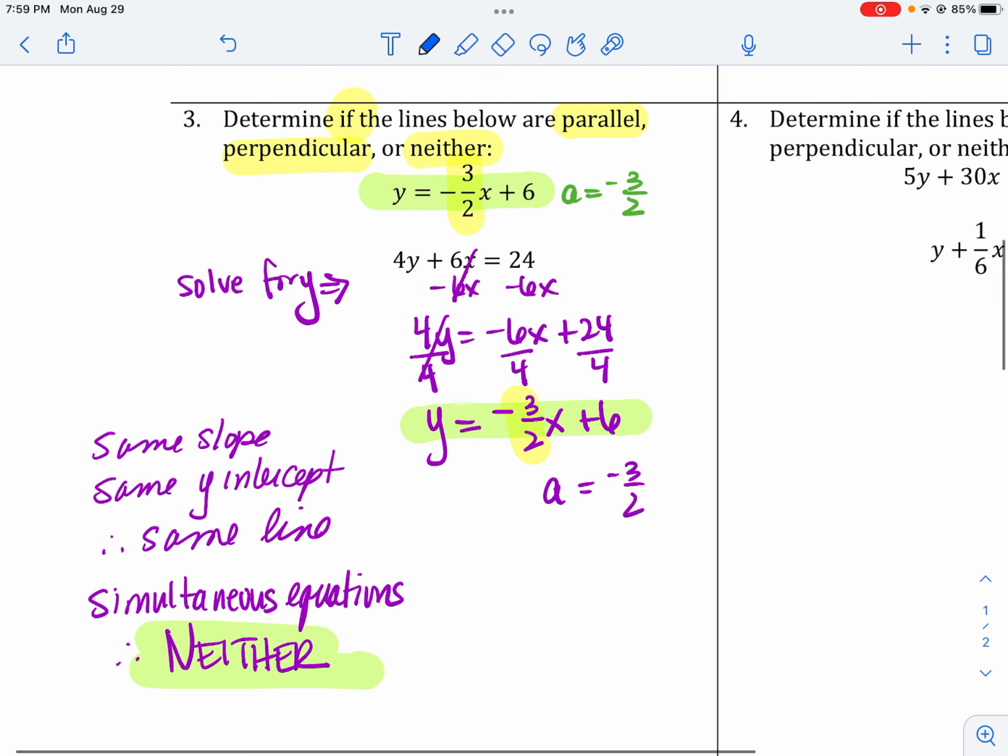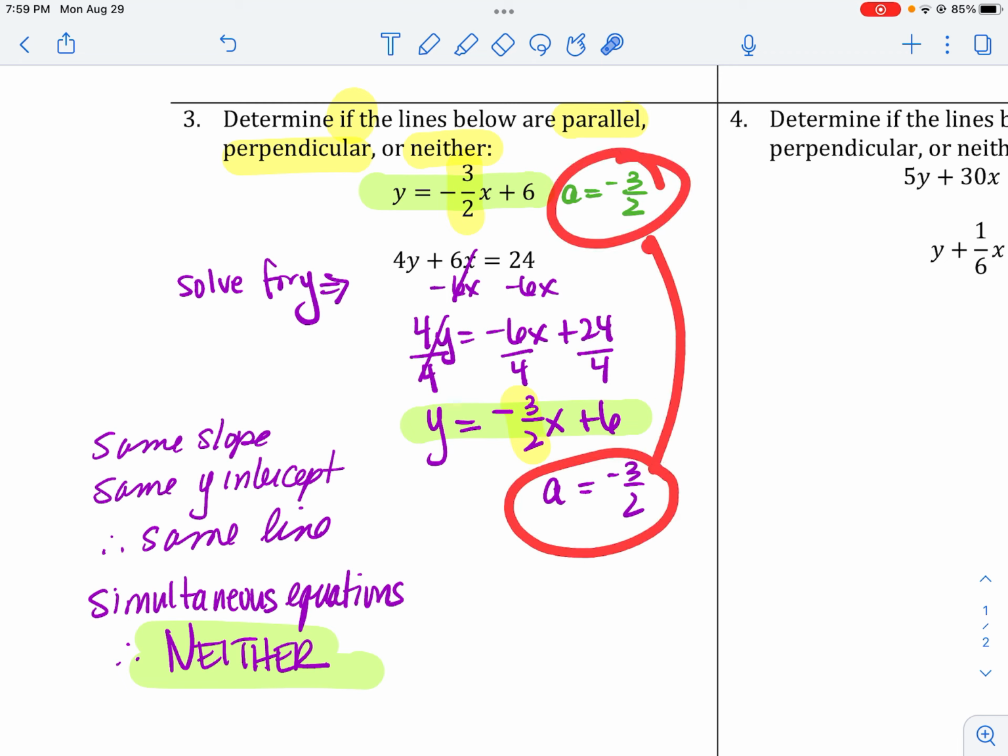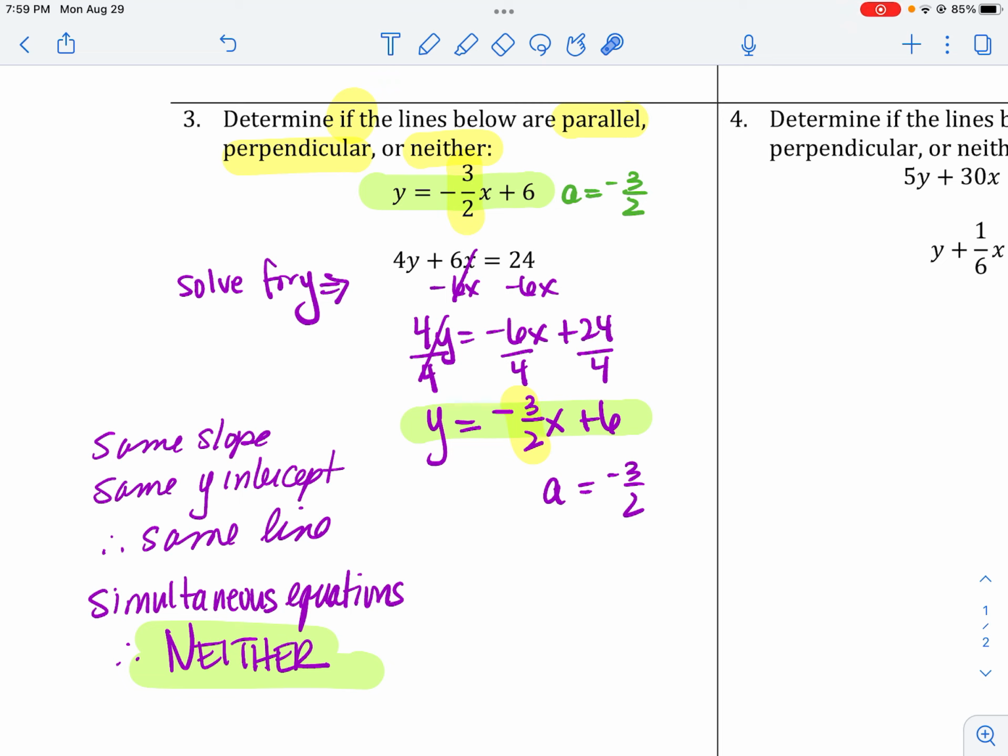So all we did was find the slope of the first line, compare it to the second line. At first glance, that looks parallel, but then when I look at my y-intercepts, since they're the same, then that's how I know that they are neither.